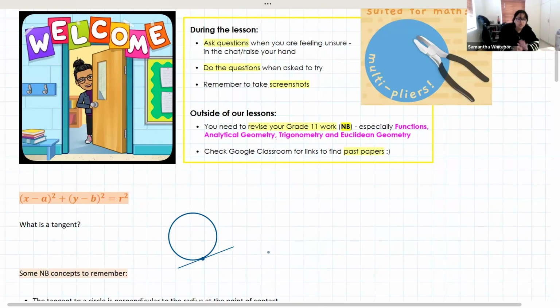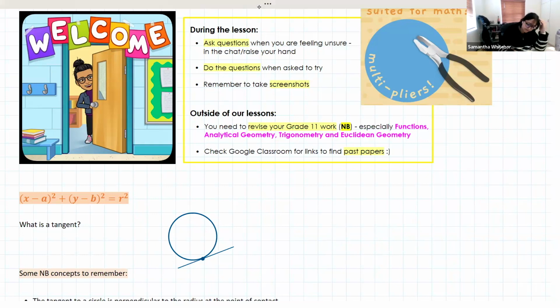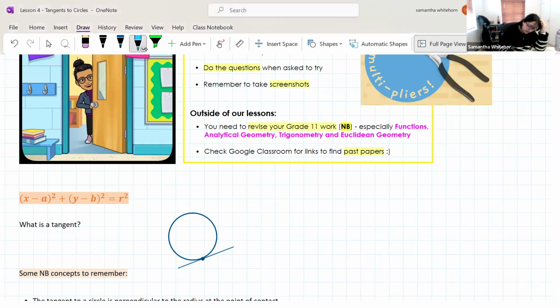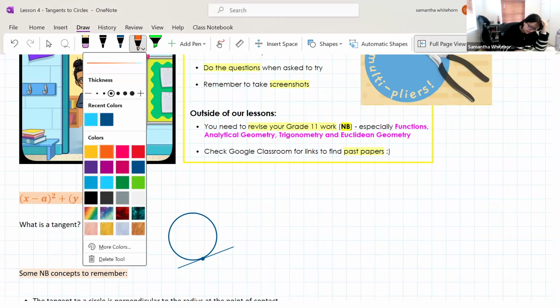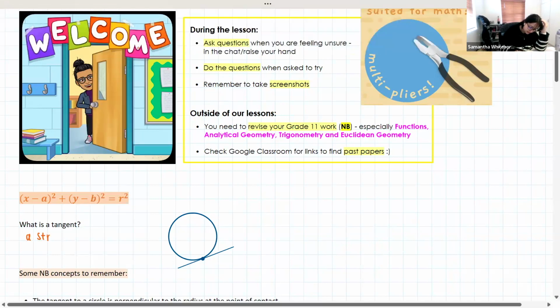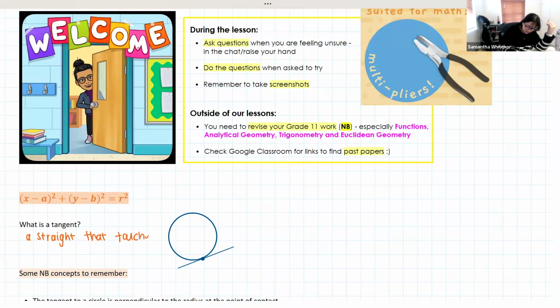Like I said, what we're concerned with is the circle situation. So what is a tangent? A straight line that touches a curve once. Now, does anyone, actually, no, we're going to get to this in a second.